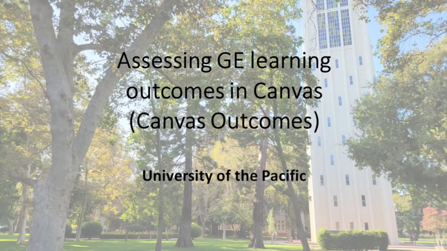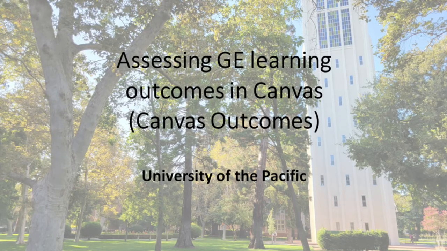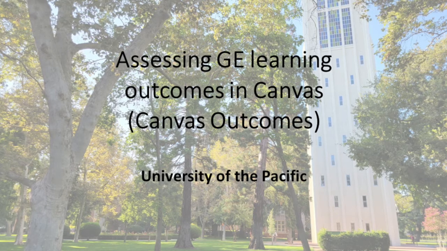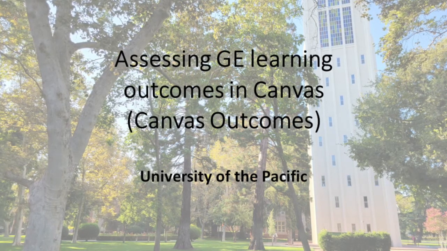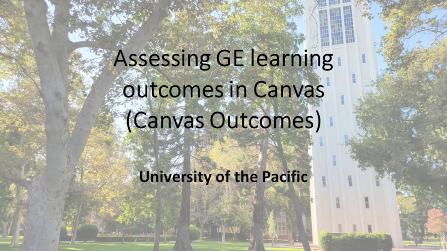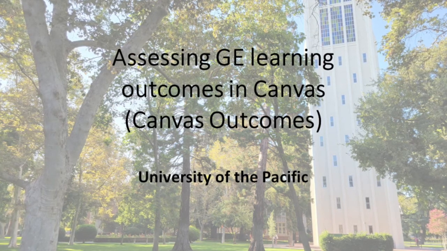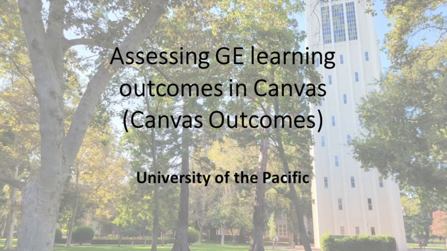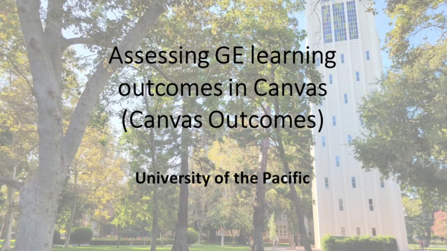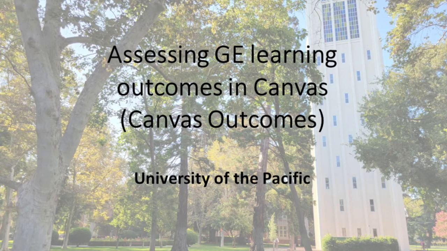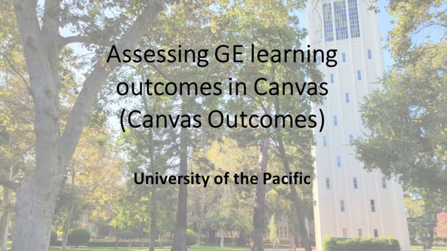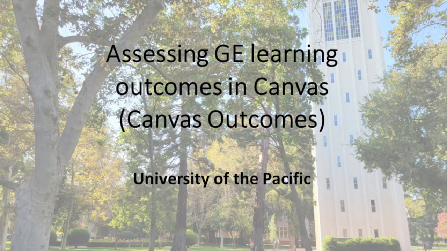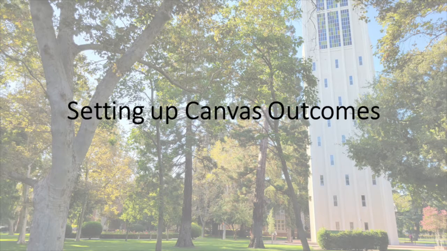This video will demonstrate how to use the Canvas Outcomes function to assess GE learning outcomes using an assignment you've created in your Canvas course for your GE class. Canvas Outcomes allows the GE program to set common standards for each GE learning outcome and to collect information from multiple classes where these outcomes are being assessed. For this video, we'll use the example of Core 1 classes.